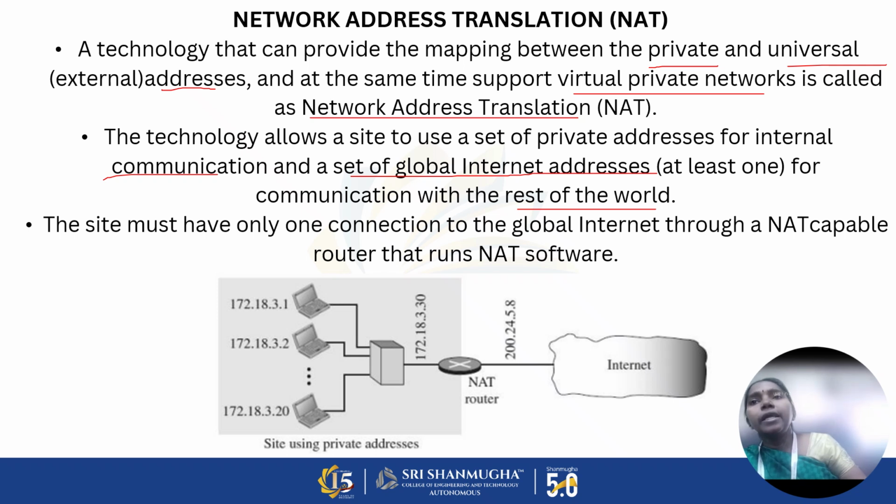So this is the range here. The site using private addresses, that means this is the range 172.18.3.1. So a set of network systems we are using, and one host and one server we are using. The NAT router directs to the internet.